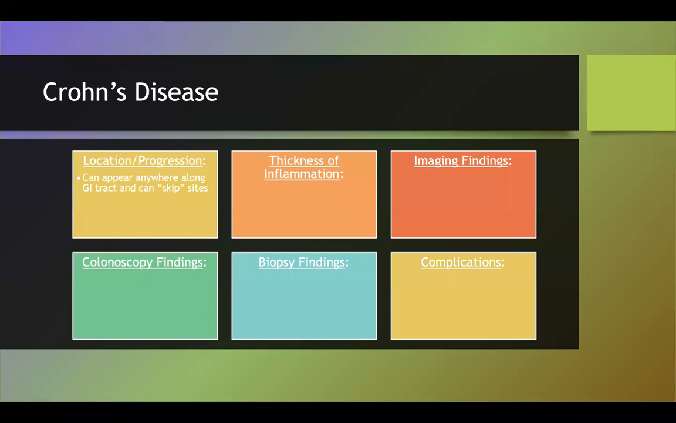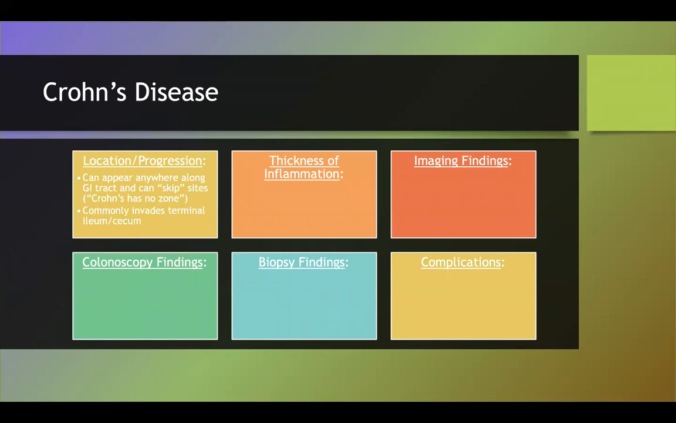So Crohn's, the location of Crohn's is very interesting. It can pretty much exist anywhere along the GI tract. It doesn't have too much rhyme or reason to it. And I remember this by the mnemonic, Crohn's has no zone. It's not specific to the distal colon or anything like that. It can be in your oral cavity or what have you.